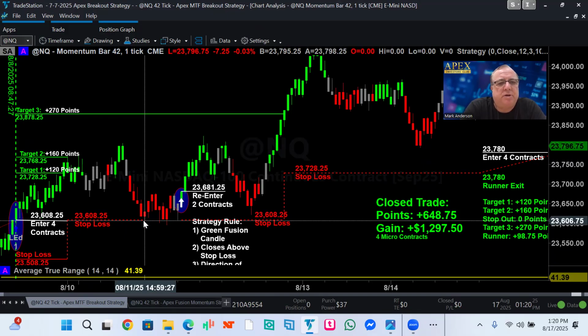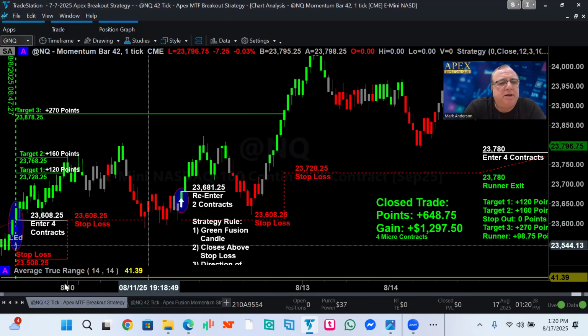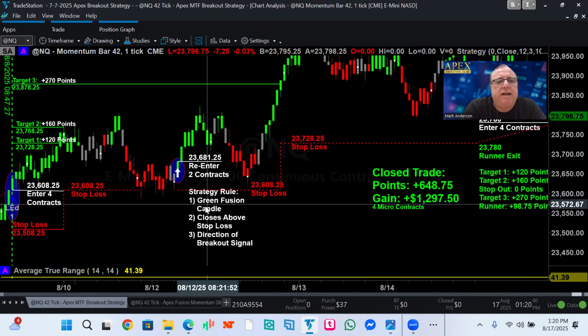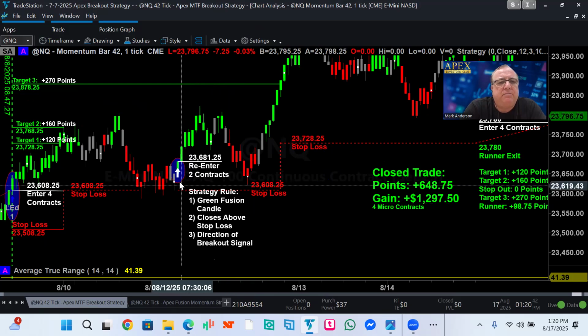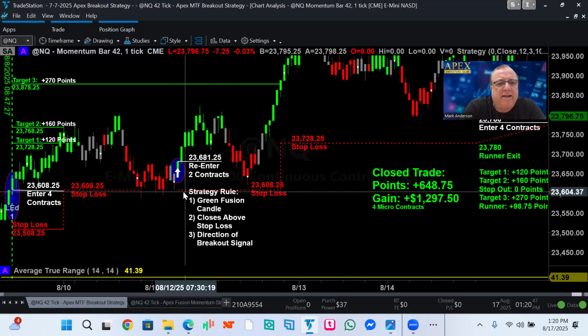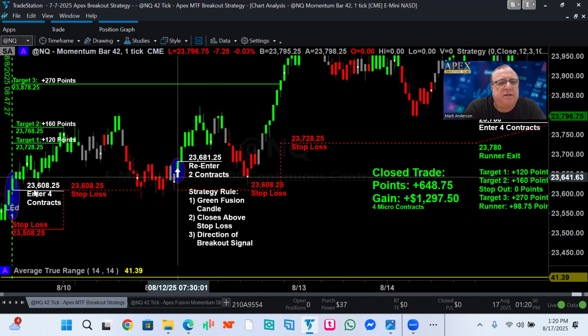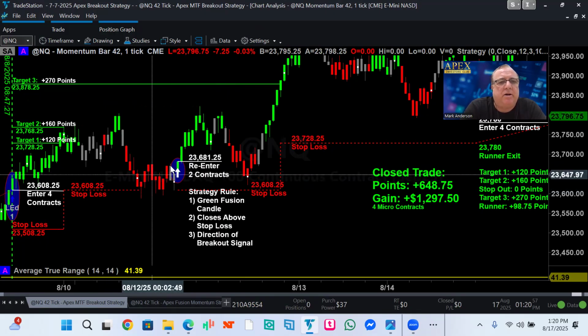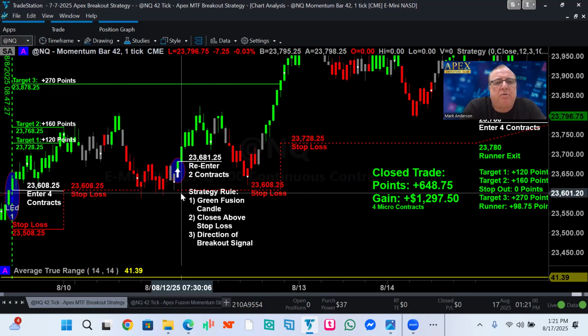We get stopped out for two contracts. Now remember what happens here? I don't know if you recall, I think it was the last trade or two. Once we get a green fusion candle, these three conditions: a green fusion candle, which we got there, that closes above the stop loss, which we got here, and in the direction of the breakout signal, which is here. Then we go long again with those two contracts. So we close them out here and go long again here, keeping our stop loss the same.